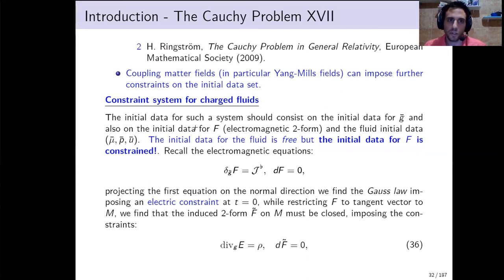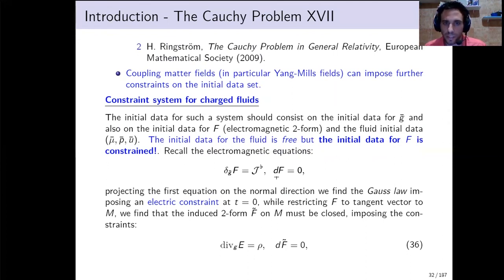And one thing that we should highlight is that when we couple matter fields, in particular Yang-Mills fields, and it includes the electromagnetic field, these fields can impose further constraints on the initial data. For instance, if we were to couple a charged fluid, we saw that we have to give initial data for the electromagnetic two-form and also for the fluid. Here we are thinking about a perfect fluid. And the initial data for the perfect fluid is completely free. It doesn't impose any further constraints, but the initial data for the electromagnetic field impose constraints.